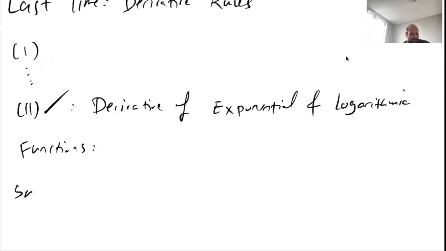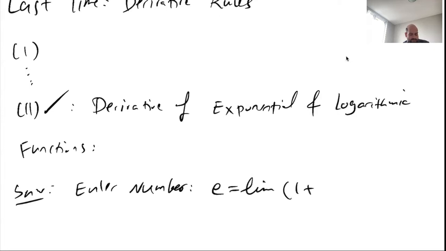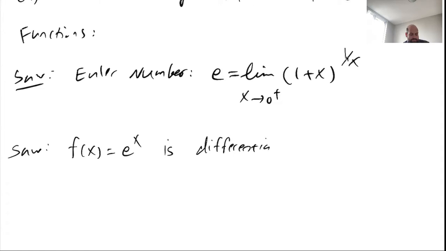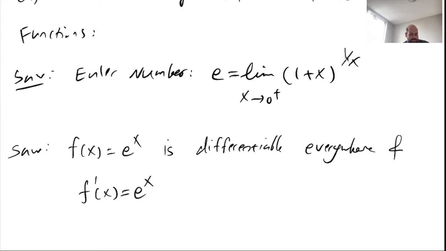And we saw how the Euler number can be defined. The Euler number e, we defined it as the limit of (1 plus x) to the power 1 over x, as x approaches 0 from the right. And we saw f of x equals e to the x is differentiable everywhere, and f prime of x is equal to e to the x.